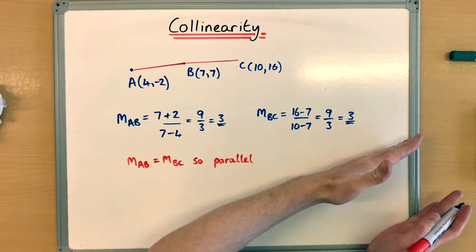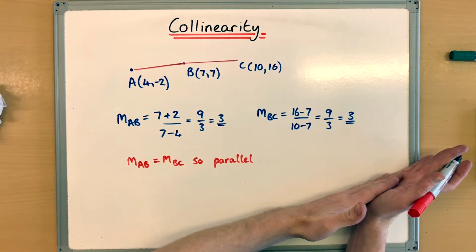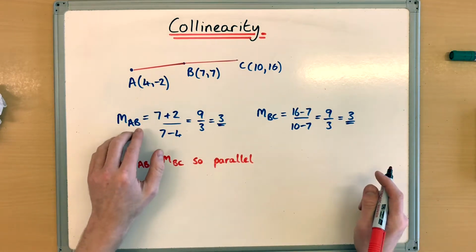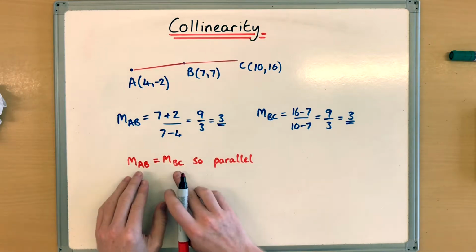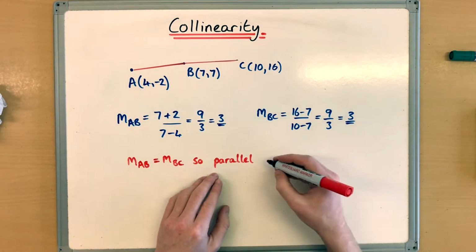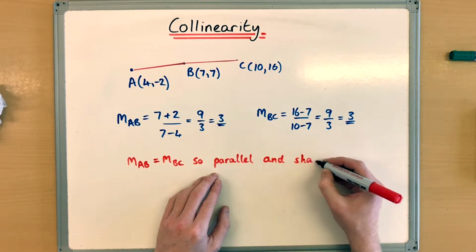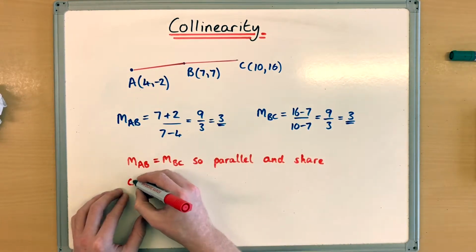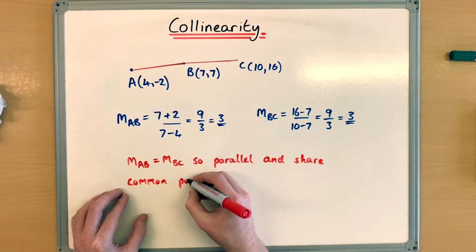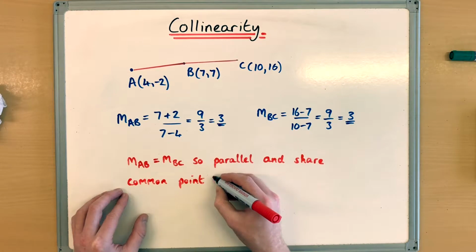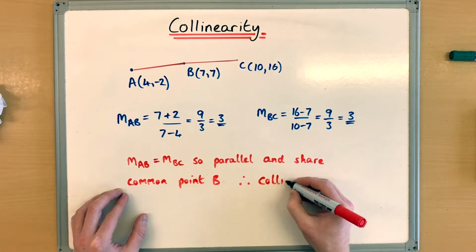Well, they're going to be collinear if they are parallel and they go at some point through the same point. And we can see that the line from A to B and the line from B to C, they both pass through B, so we're going to need to say that. The gradients are equal, so they're parallel, and they share a common point, B. Therefore, they are collinear.